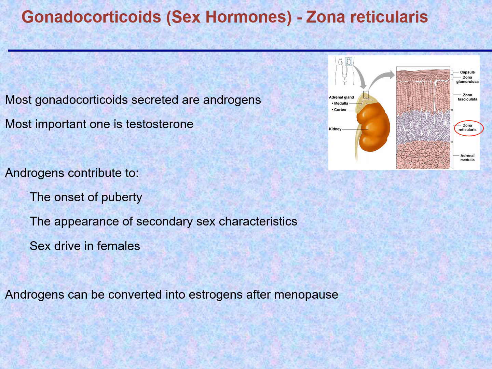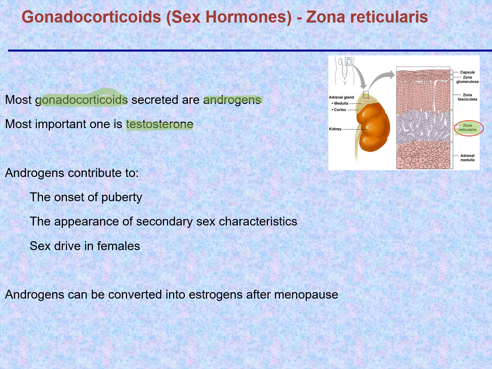Okay, the last or third layer of the adrenal cortex that I'm going to talk about is the zona reticularis, which mostly produces androgens. The products of this zone are called gonadocorticoids, and most of that is androgens. The most important androgen is testosterone.